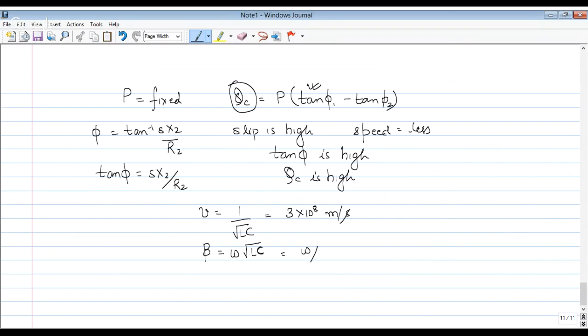That is 3 into 10 to the power 8. Phase shift is basically beta into L. So L is given to you as 600 kilometers. Calculate the phase shift of a lossless transmission line of 600 kilometer length.